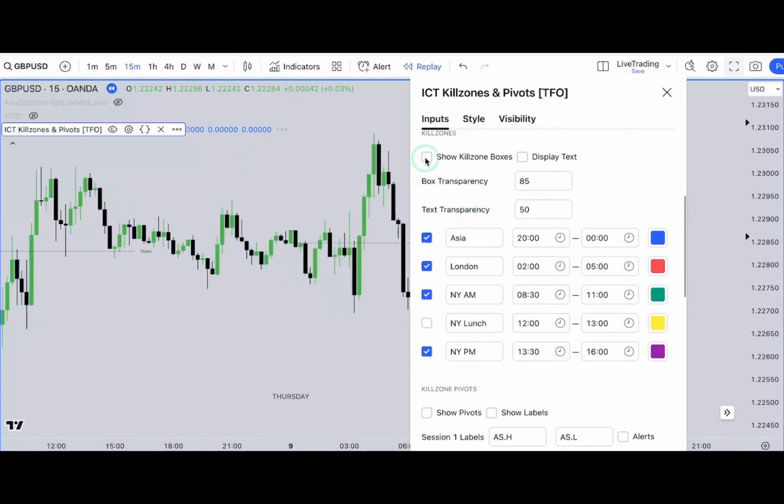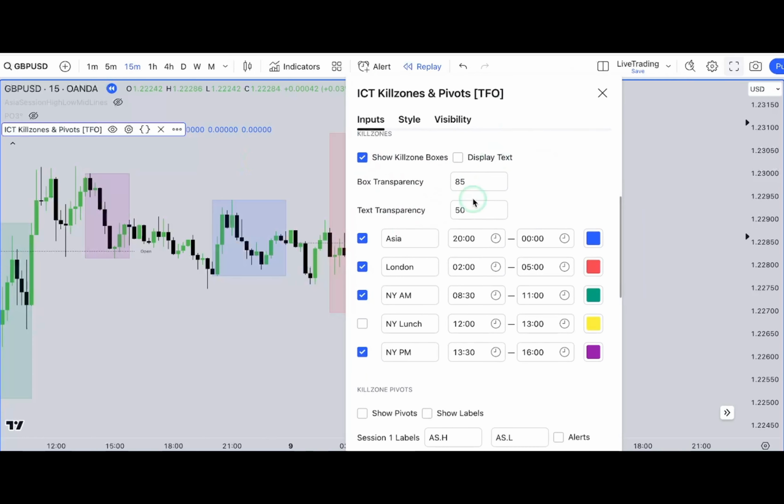If you toggle this off, it isn't showing. So I don't like that. And for the kill zones, you can do whatever you want. I like the Asian, London, and I have here the New York AM from the indices. So if you want to do it for Forex, you can do from 7 till 10.